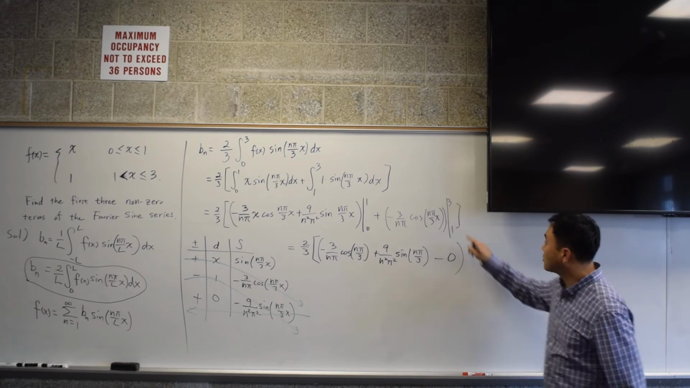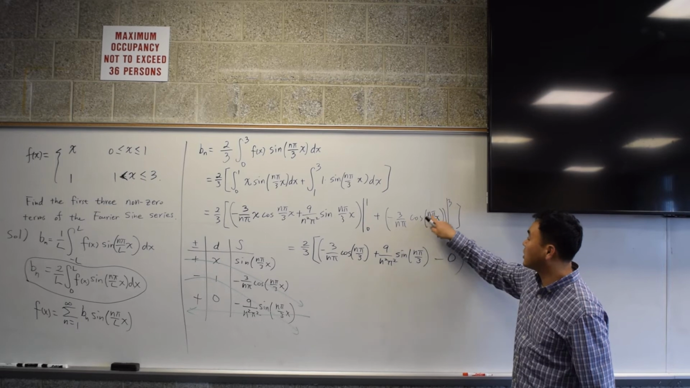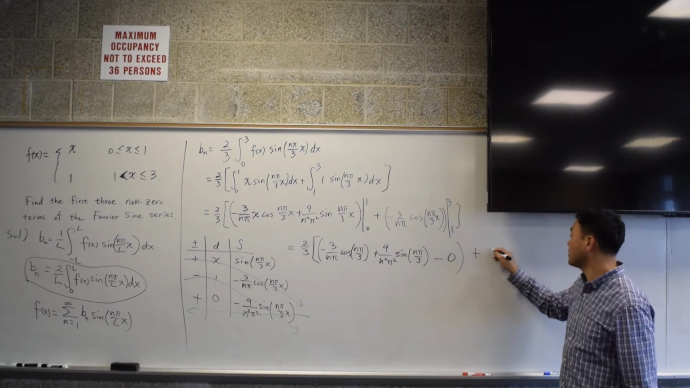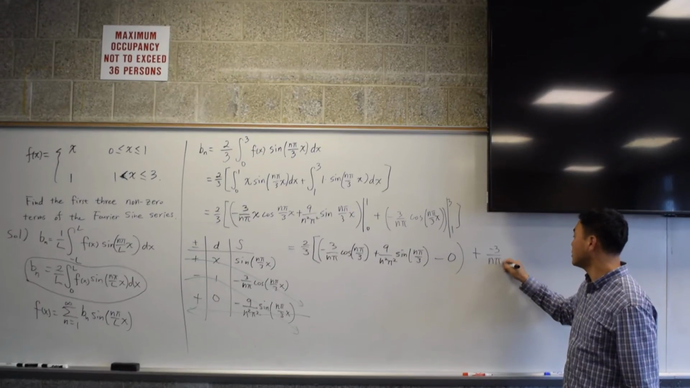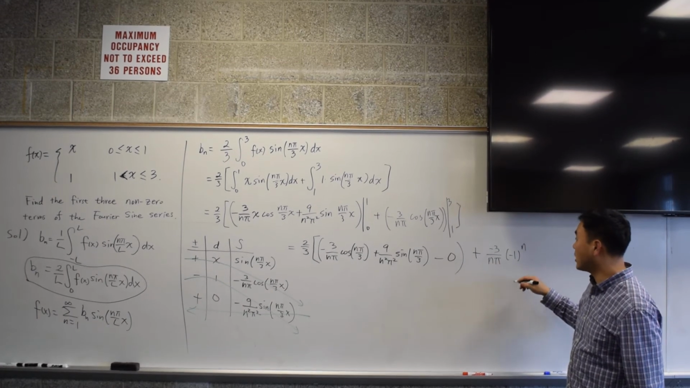Now from the second integral, when you plug in 3, well, that I know. When you plug in 3, it's cosine n pi. What's cosine n pi? Yes. Negative 1 to the nth power. Okay. That's cosine n pi.